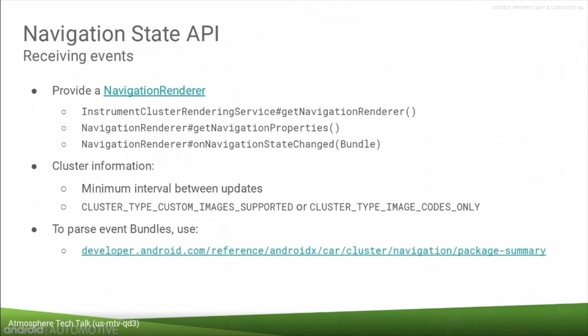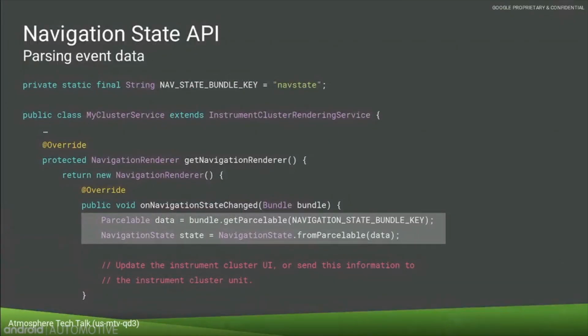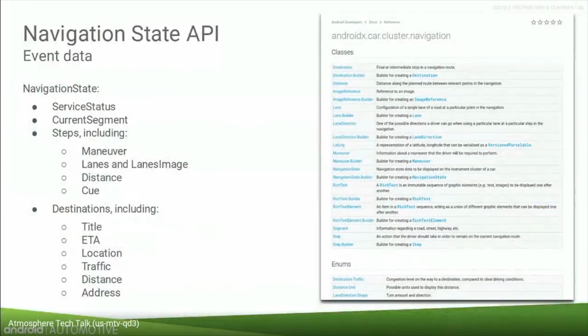In order to decode that bundle, you're going to use the AndroidX car cluster library. Here's an example on how to do it. Basically, you take the bundle, you extract the navigation information from it, and you pass it to the navigation state from parcelable method. That's going to give you an instance of navigation state. The navigation state object contains a lot of information. I'm not going to go over each of the fields. There's a lot of small classes and methods, but basically all the information that I mentioned before about maneuvers and lanes is encoded here. You can check the Javadoc public documentation on the developer site.